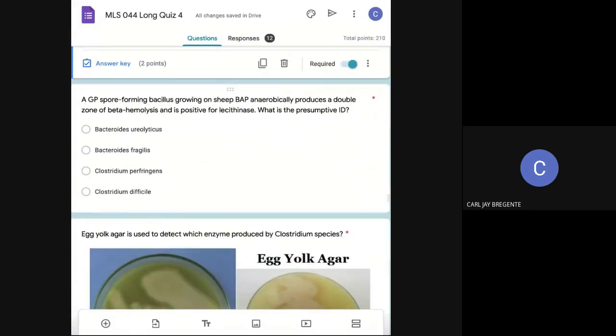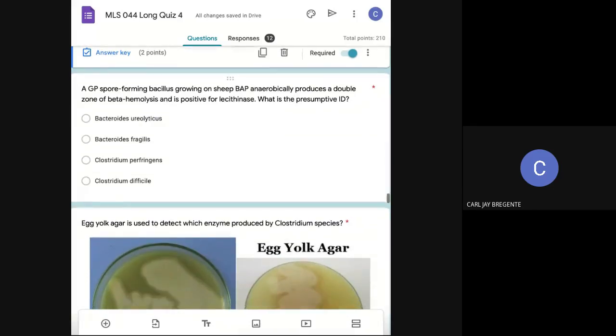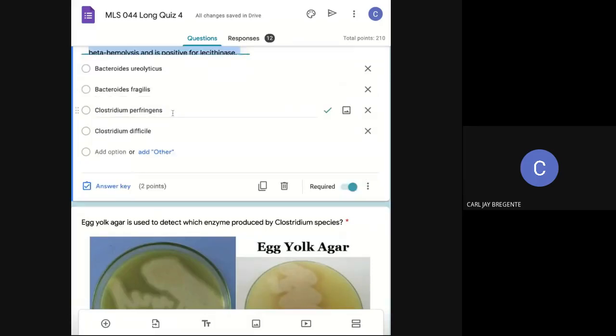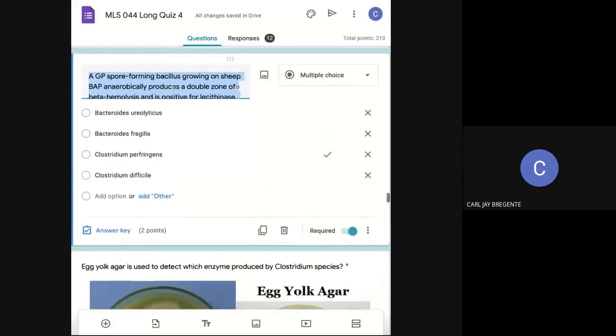A gram-positive spore-forming bacillus growing on a blood agar plate anaerobically produces a double zone of beta hemolysis and is positive for the lecithinase test. What is the possible presumptive ID? The answer is Clostridium perfringens. The keywords here, class, are double zone of beta hemolysis and positive for lecithinase test. Among all the gram-positive spore-forming bacilli, Clostridium perfringens only shows the double zone beta hemolysis.